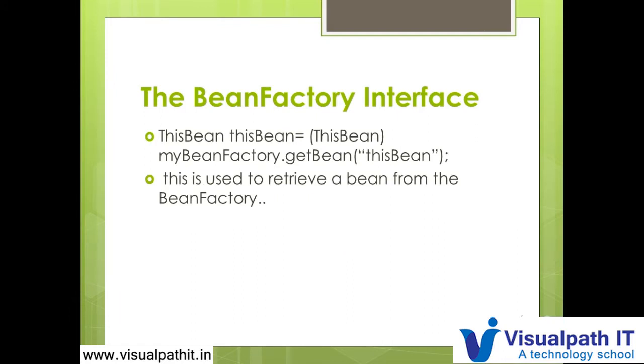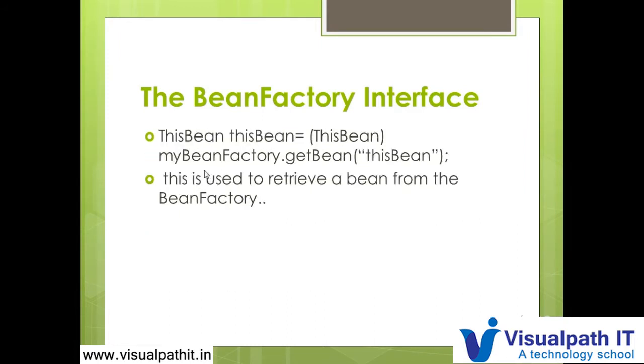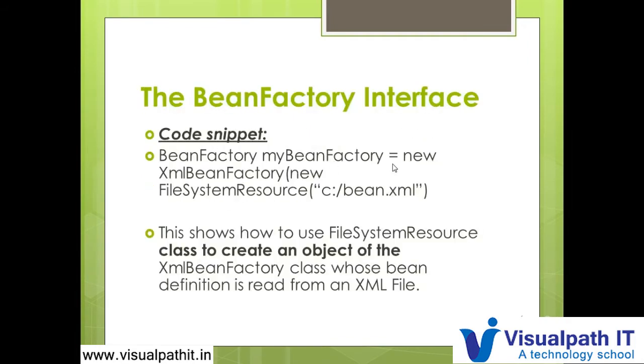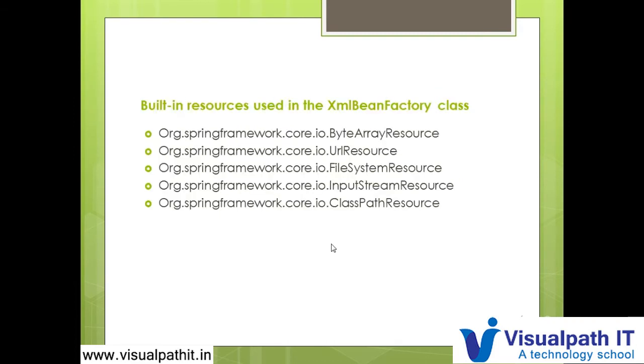Here, what exactly is happening is, this particular bean is obtained by using the getBean method. But we also need to specify the BeanFactory instance here. What is present here is my BeanFactory instance. So to get the bean of this type, we need to use that here.